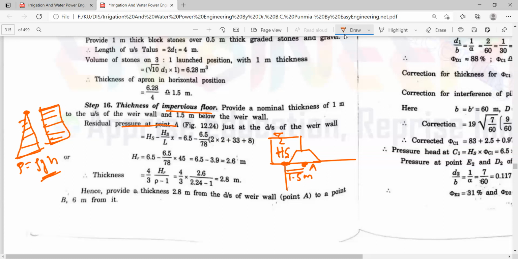To calculate the pressure at point A, we need to calculate the pressure head at point A.